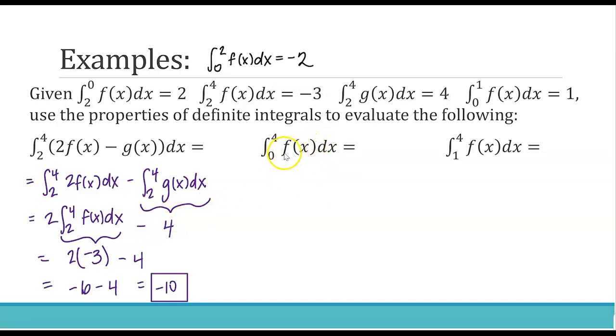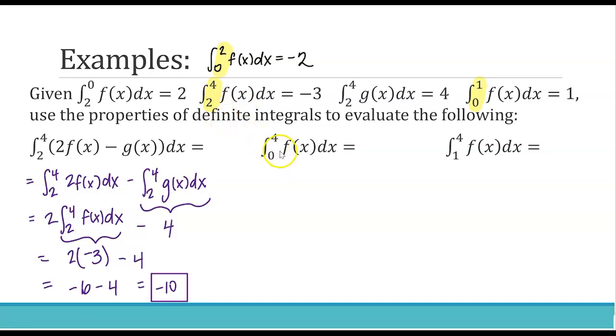Let's take a look at this one here. Let's try to find the integral from 0 to 4 of f of x dx. Well, if we look at all of our limits, we have 0 to 2 of f of x dx, 2 to 4, and then 0 to 1. So those are all the ones involving f. And so we want the integral from 0 to 4. We do not have exactly the integral from 0 to 4.